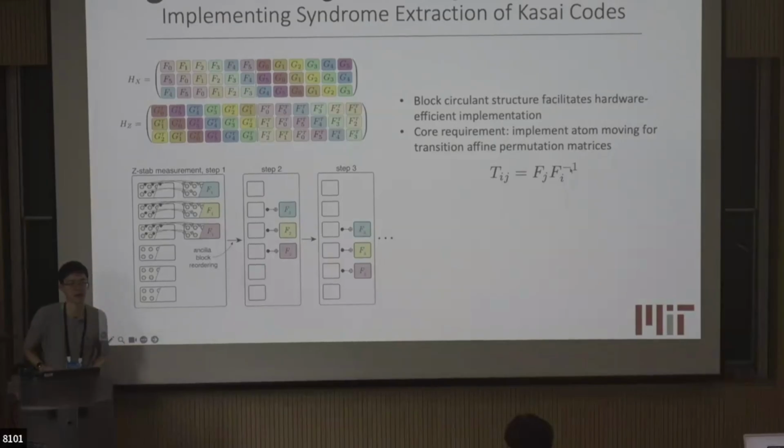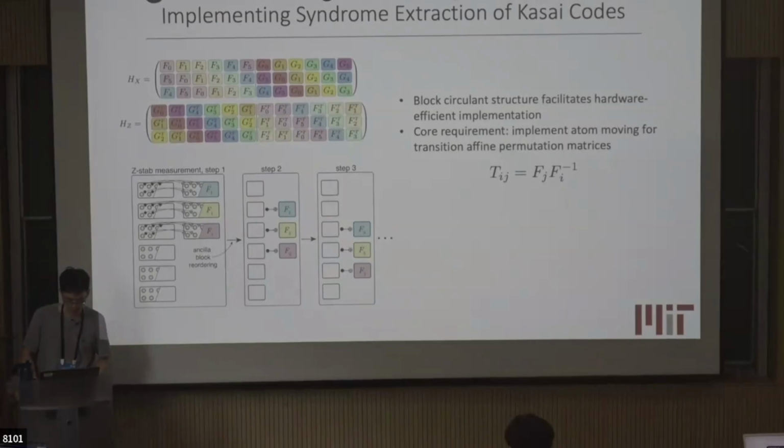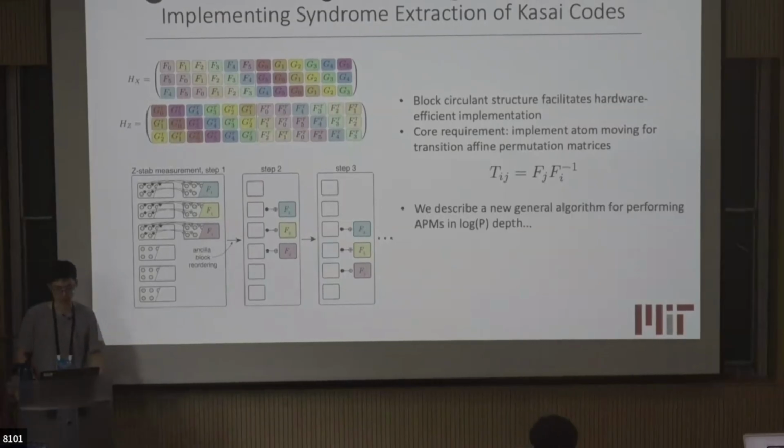So what we really care about is the transition affine permutation matrix. Affine permutation matrices are closed under composition, so you still get a new affine permutation. We want to make sure that this new affine permutation is something efficient to implement. So we actually came up with a general algorithm for performing any APM in log depth as well.